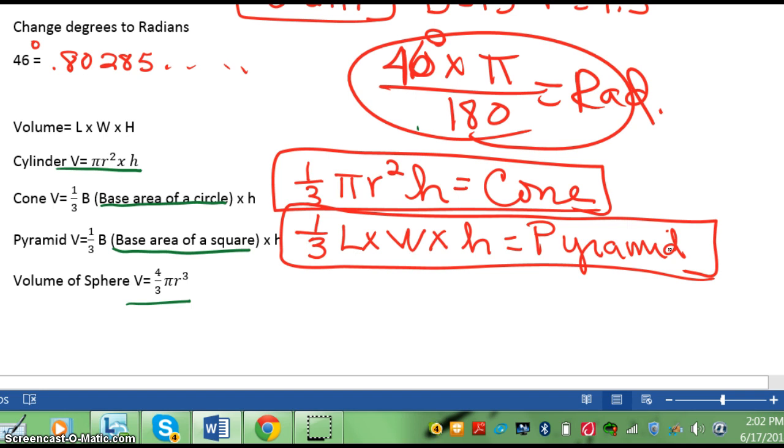And then the volume of a sphere, which is a basketball, 4/3 times pi r cubed. 4/3 times pi r cubed. And again, all these equations you'll want close at hand when you go to do your assignment and your test. These equations are very important. Again, use these equations for a cone and a pyramid.